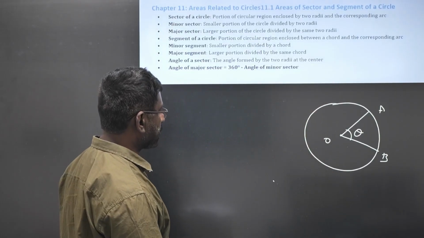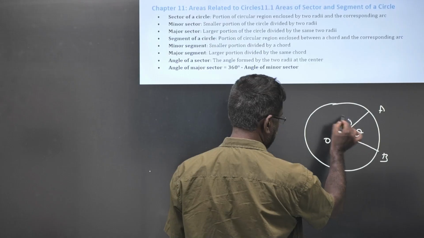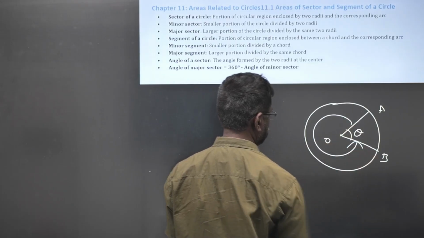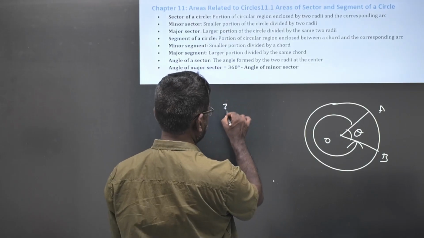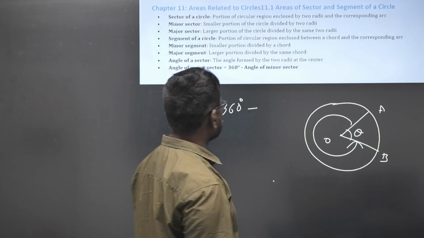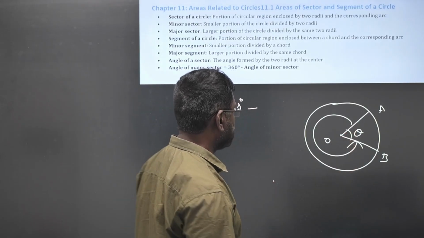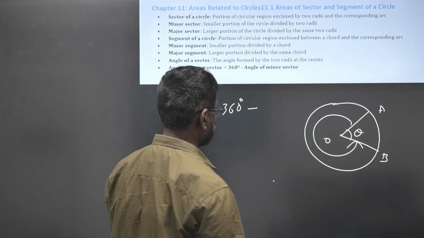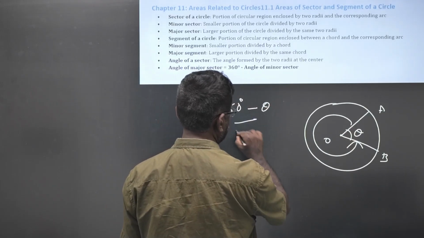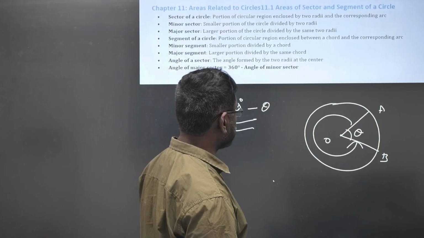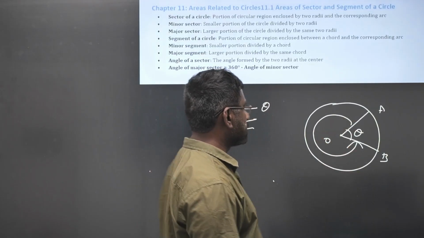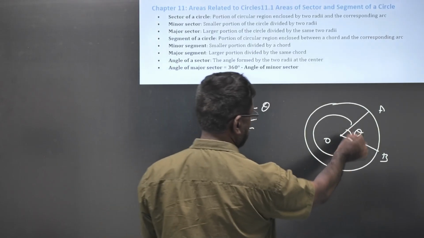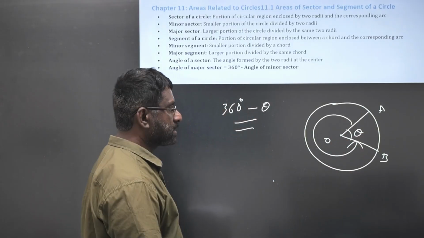Angle of major arc means this is the angle of the major sector. Actually, the total angle of a circle is 360 degrees minus the angle of the minor sector. Here in this figure, 360 degrees minus theta degrees is called the angle of the major sector, and theta is the angle of the minor sector.